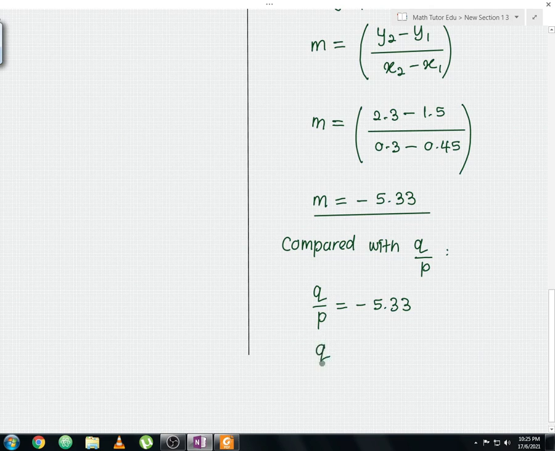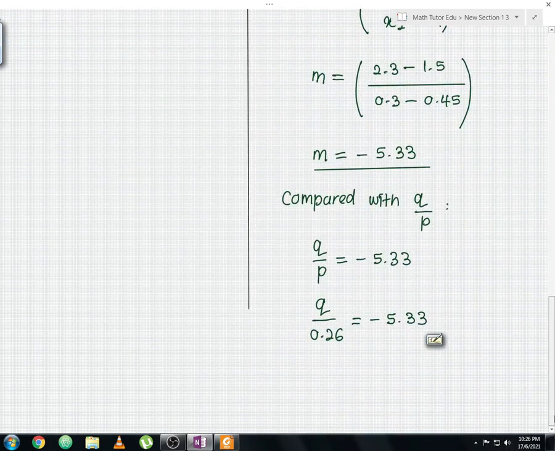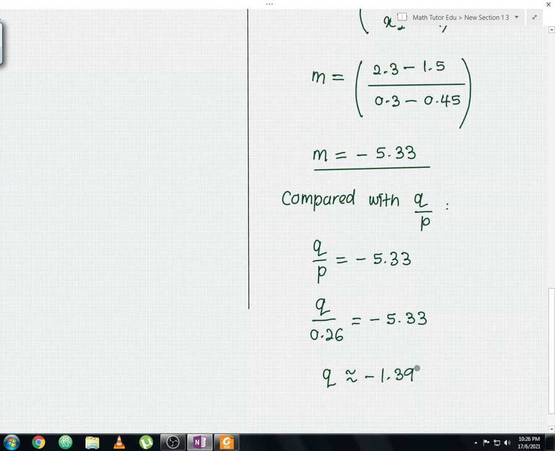So from here, q over 0.26 is equal to negative 5.33. To calculate q, you multiply 0.26 by negative 5.33. When you calculate this, you should get your q in estimation of negative 1.39. So this will be your second solution. Let me underline this.